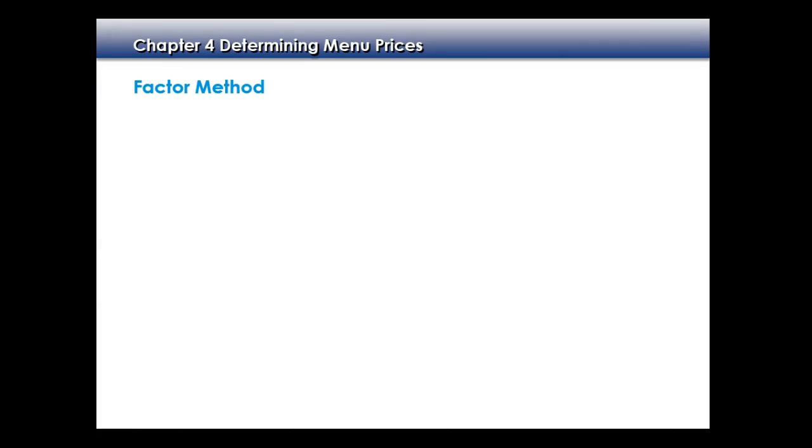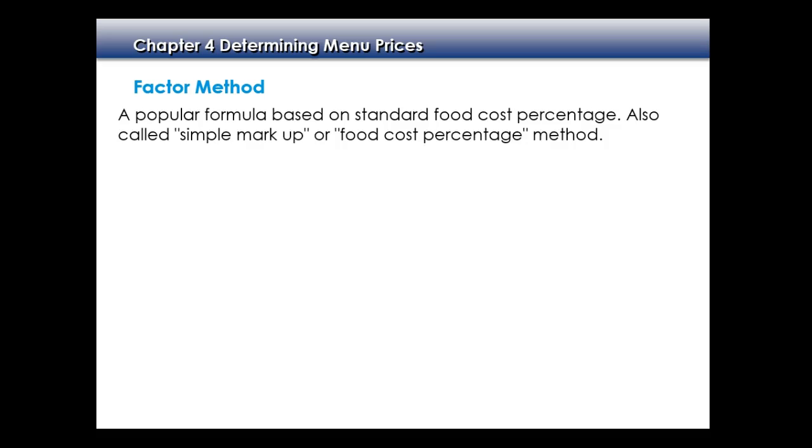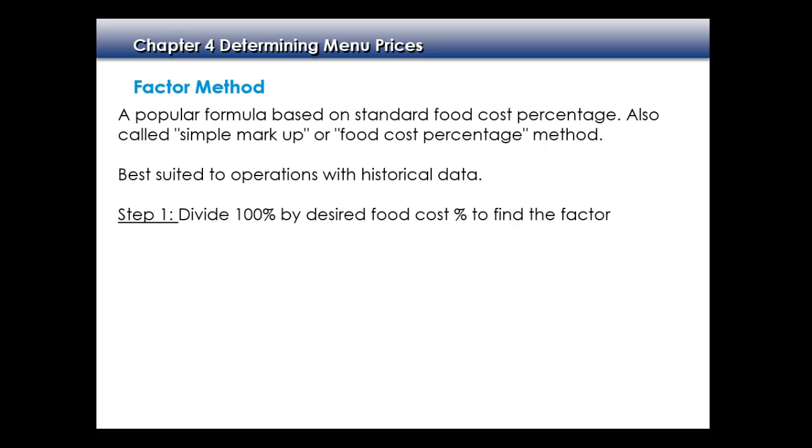So there are 4 ways of figuring out menu prices. The first one is the factor method. This is the most popular. It's also called the simple markup or the food cost percentage method. This works better if you already have a well-established business that has some historical data to run from. So it's definitely your easiest one.